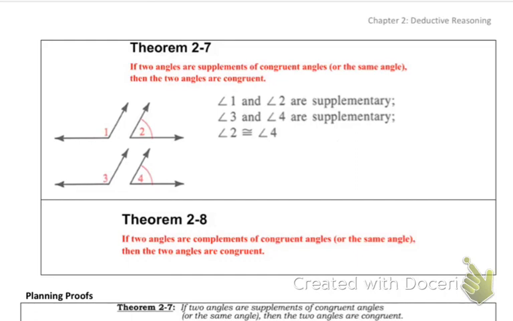All right, the next thing I have are two theorems. We did these theorems yesterday. We used these theorems before we even properly learned them. They're on the sheet.